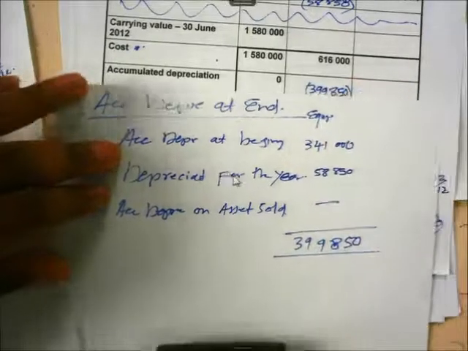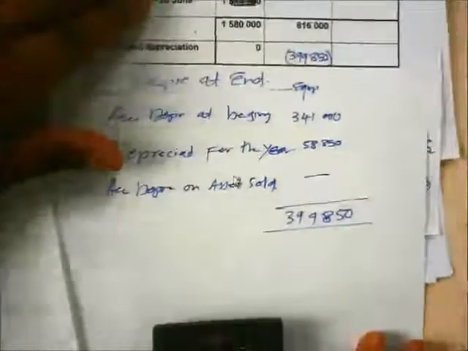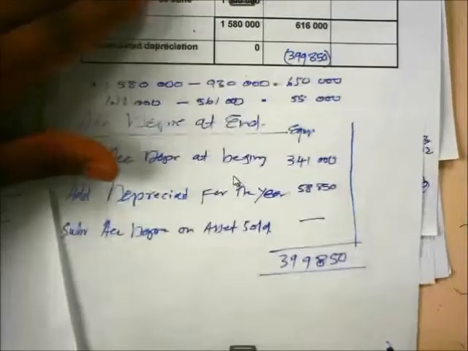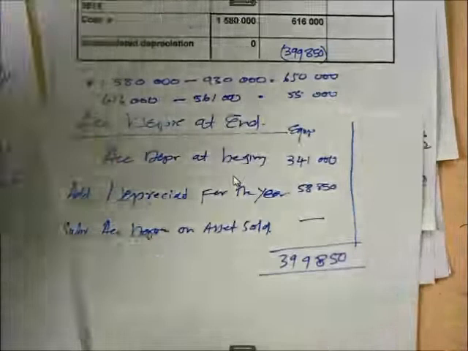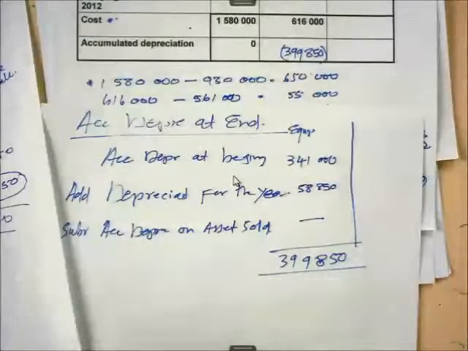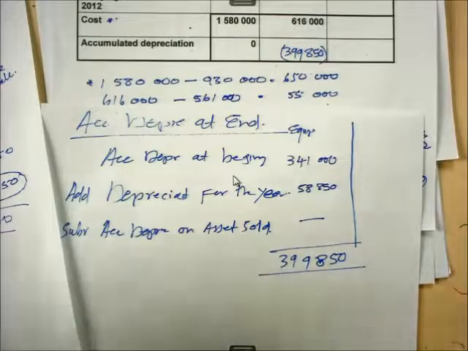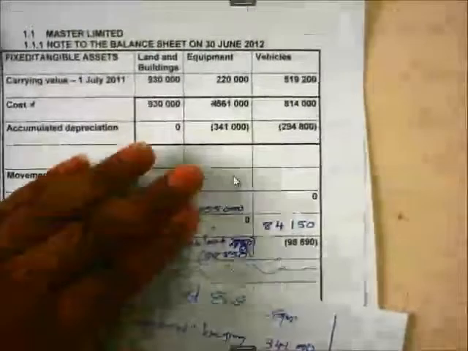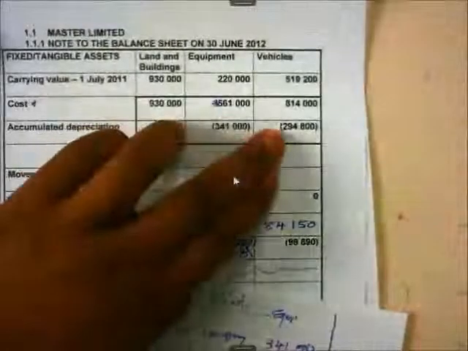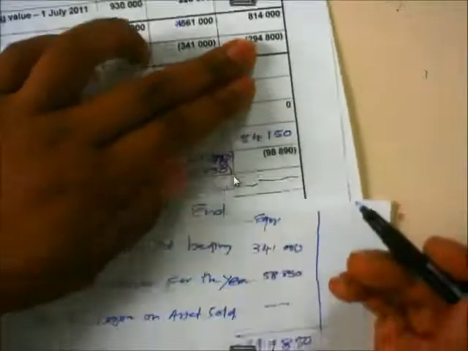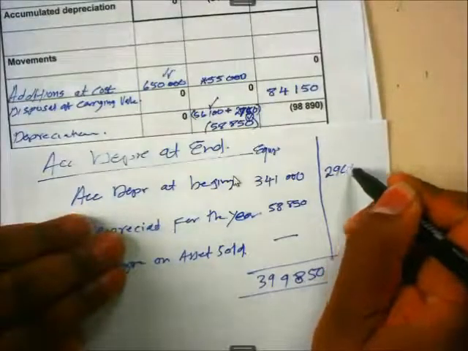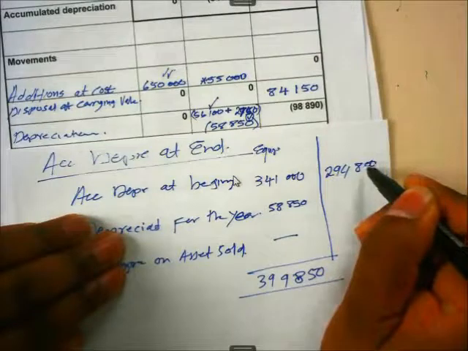Right. Let us do the same for vehicles. We want to calculate accumulated depreciation at the end of the year. Very important: what was accumulated depreciation at the beginning of the year? 294,800.